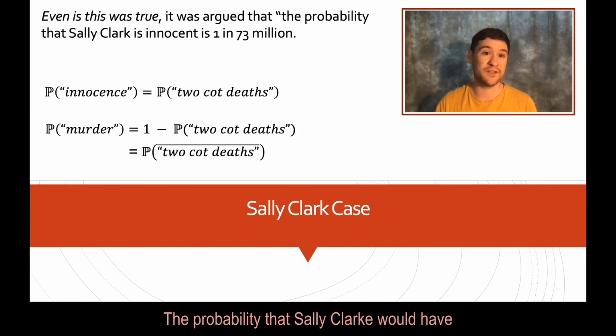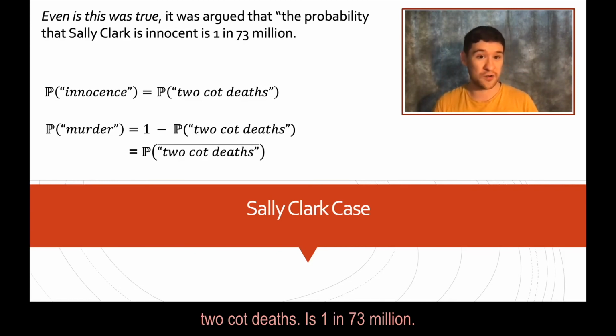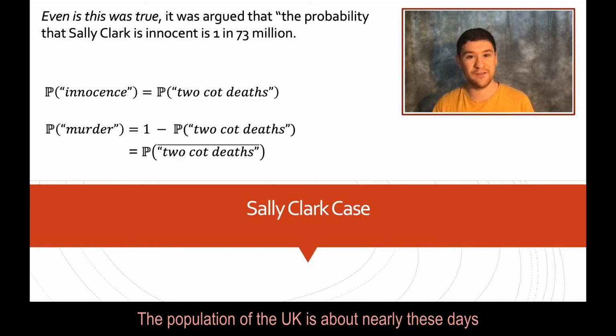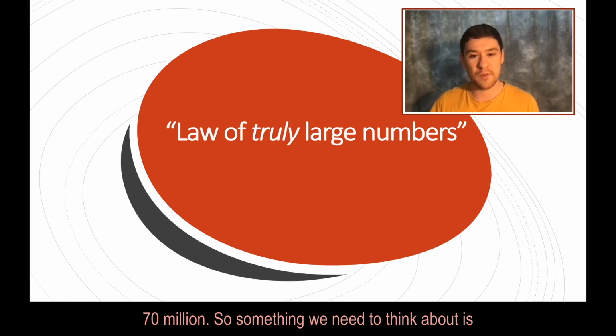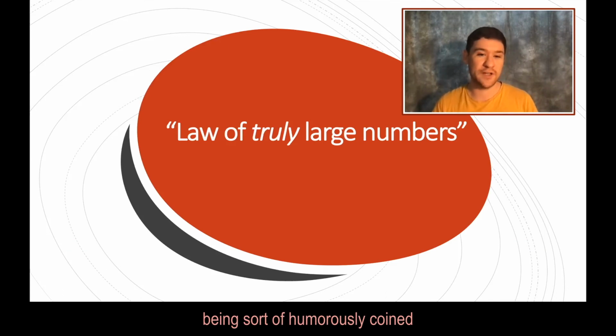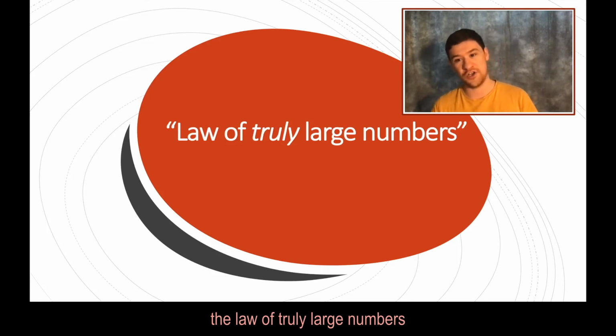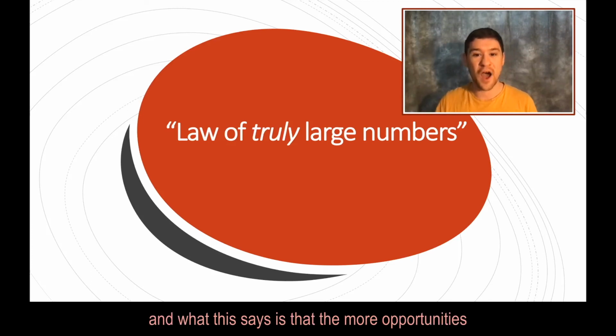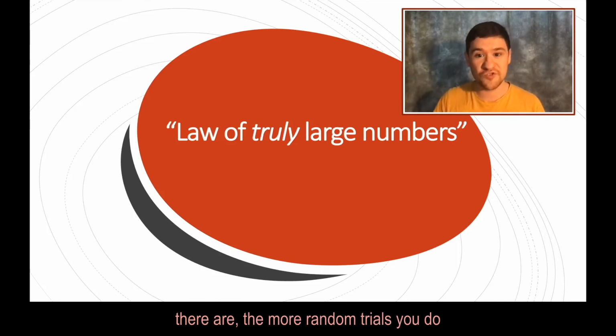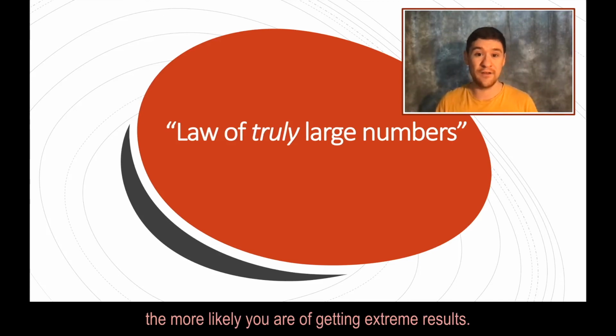The probability that Sally Clark would have 2 cot deaths is 1 in 73 million. Now, the population of the UK is nearly 70 million these days. So something we need to think about is what has been humorously coined the law of truly large numbers. It's a very humorous reference to the law of large numbers that we looked at before. And what this says is that the more opportunities there are, the more random trials you do, the more likely you are of getting extreme results.